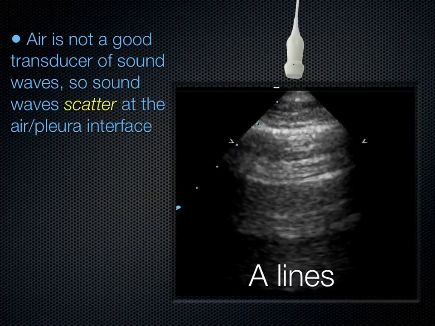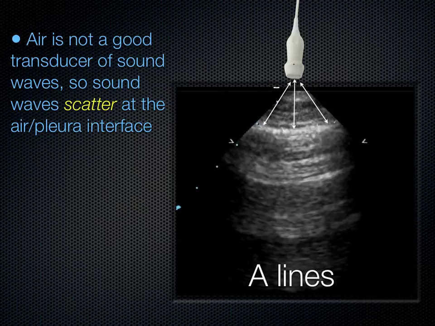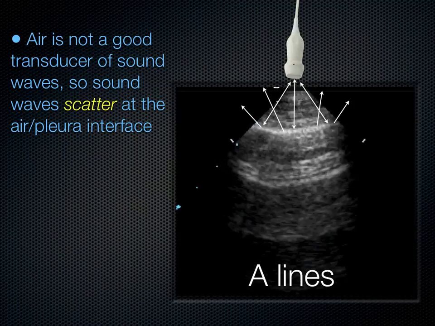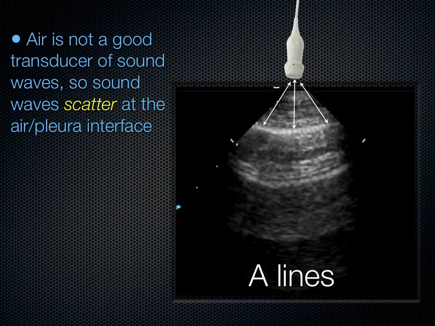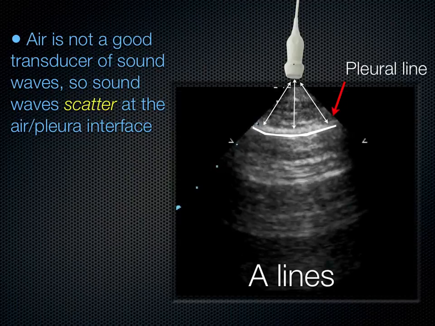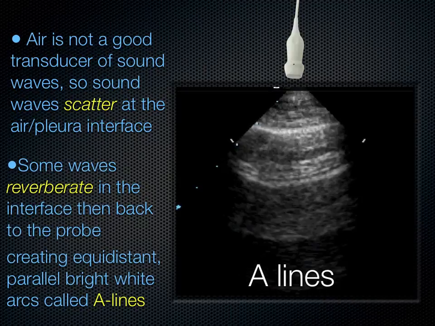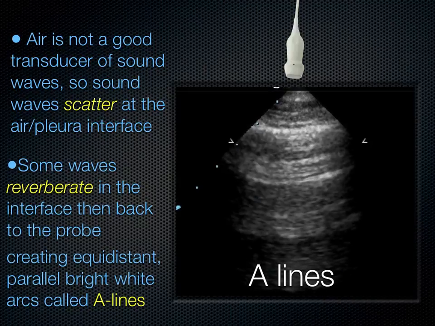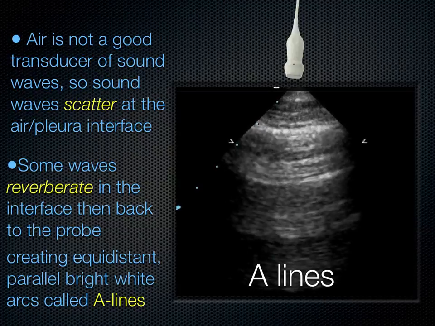Here's another representation of that concept. Air is not a good transducer of sound, so sound waves will hit this pleural line and scatter when there's air on the other side of the pleural line. What happens, here's the pleural line again, some of these scatter waves reverberate back to the interface and then are reflected as a repetition of that pleural line deeper.